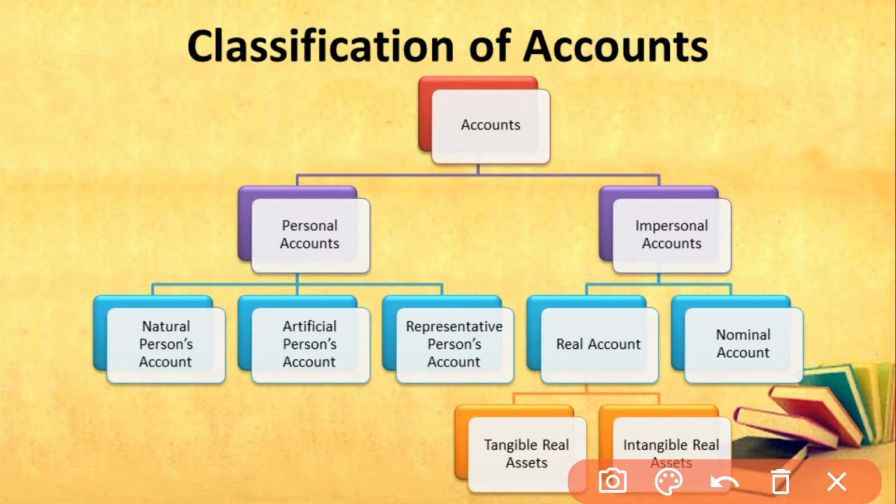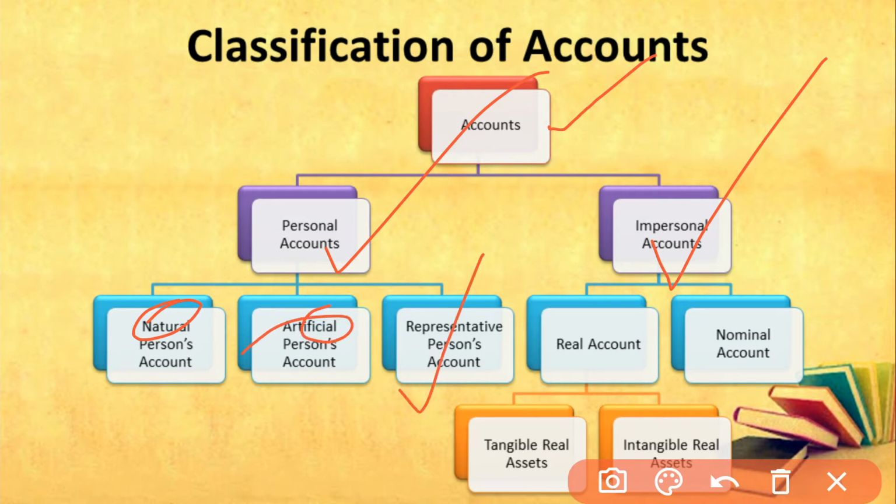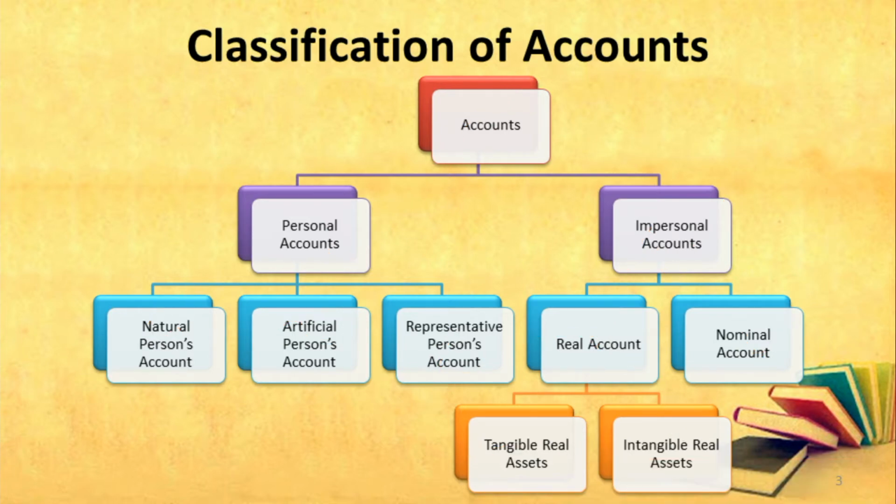Now if we talk about the classification of the accounts, these can be broadly classified into personal account and impersonal account. See, personal account, as the name suggests, can be a natural person's, an artificial person's, or a representative person's account. Whereas impersonal accounts are real accounts and nominal accounts. And the real accounts can further be classified into tangible real assets and intangible real assets. We have already studied in the previous lectures what tangible assets and intangible assets are. You can go through the previous videos. I'll provide the link in the description below.